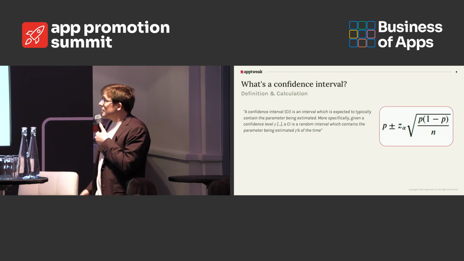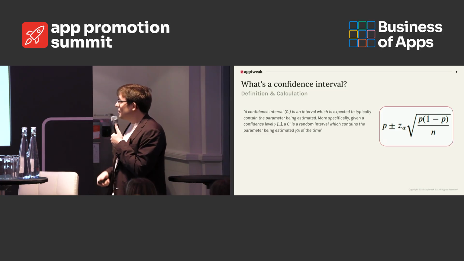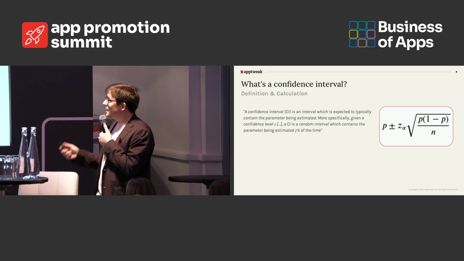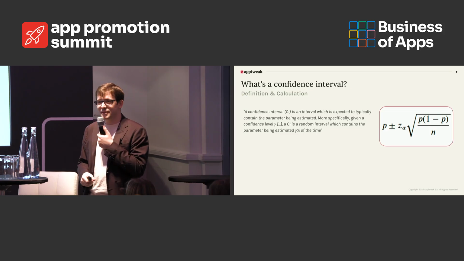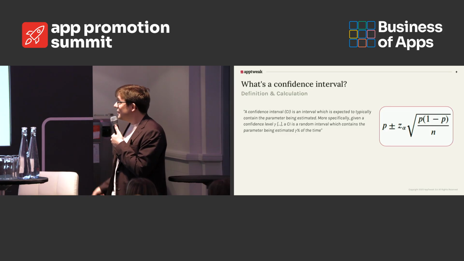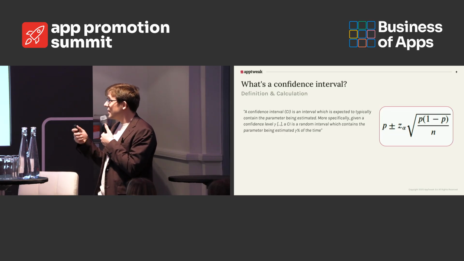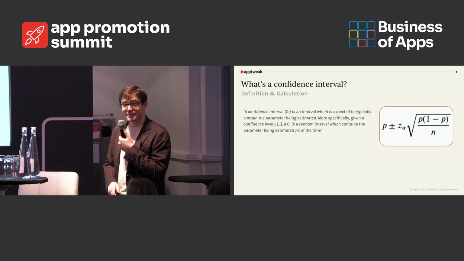The definition is horrible. A confidence interval is an interval which is expected to typically contain the parameter being estimated. Well, that's reassuring. More specifically, given a confidence level gamma, a confidence interval is a random interval which contains the parameter being estimated gamma% of the time.